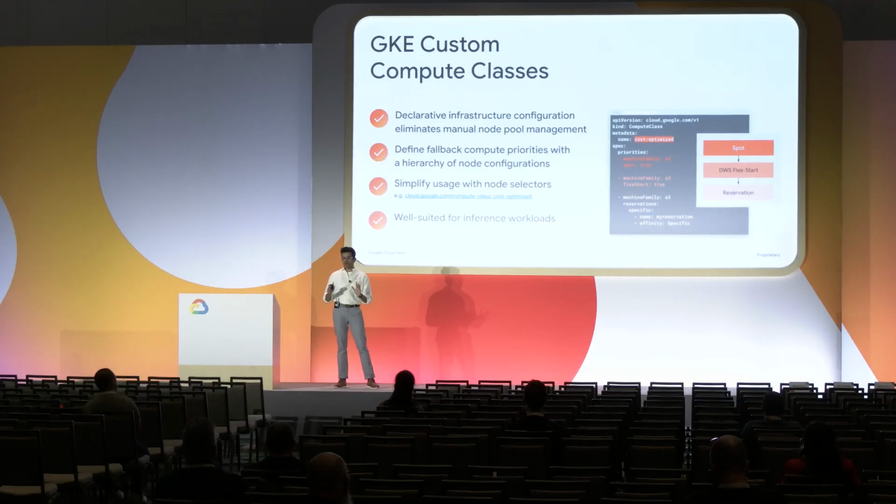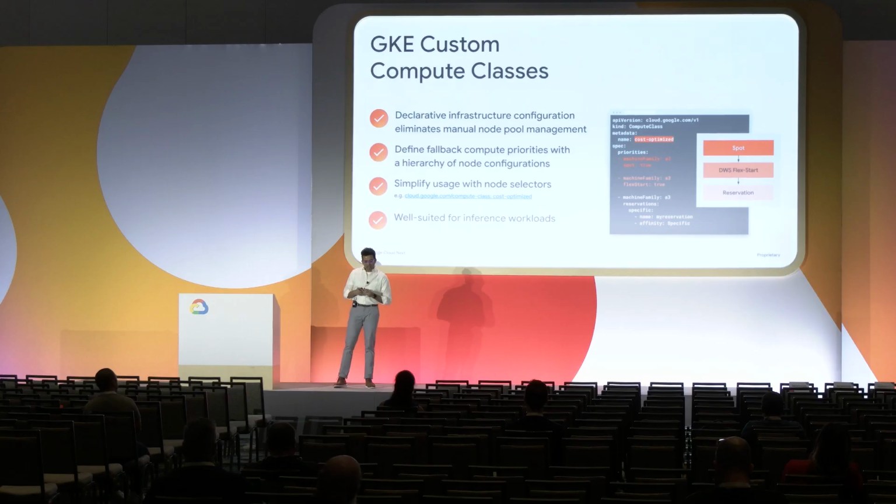Now, defining this fallback strategy is great, but nobody wants to keep hunting for capacity on a day-to-day basis. So this is where the need for automation comes in. GKE Custom Compute class is a great way to do this. It allows you to declare your compute flexibility directly in your infrastructure as a simple code.